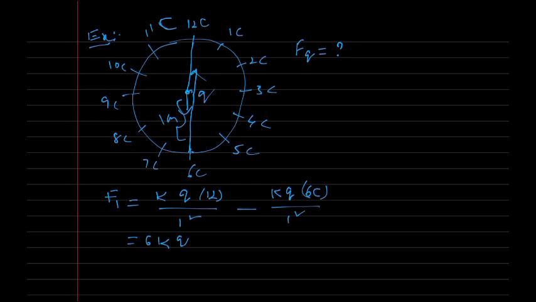So you need to follow the same steps for all kinds of charges. So this is 7 and 1, 6 coulombs again. This is 2 and 8, 6 coulombs again. 3 and 9, 6 coulombs again. 4 and 10, 6 coulombs again. 5 and 11, 6 coulombs again, right?